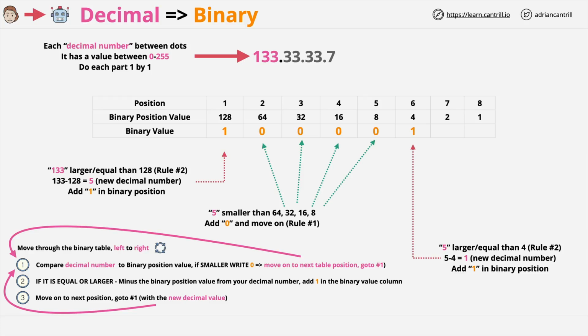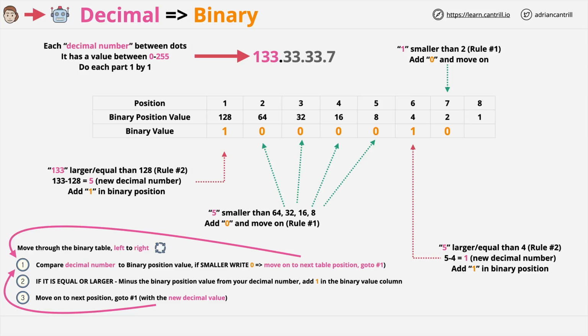What this process is doing bit by bit is removing value from the decimal value and adding it to the binary one. First it was 128 of the decimal number, and just now it was 4 of the decimal number. And next we move on to the next position in the table. So now we're looking at position 7. We're comparing our remaining decimal value of 1 with the binary position value. First we're evaluating against rule 1, and because our remaining value of 1 is less than the binary position value, we use a 0 in this column and we move on to the next position.